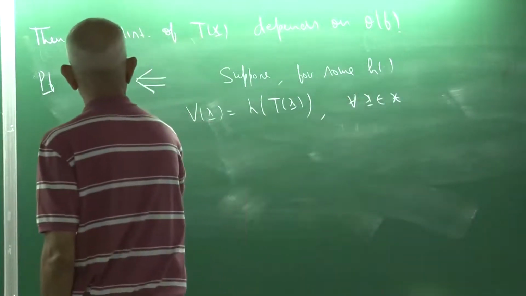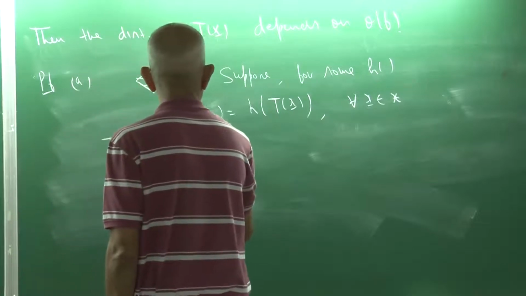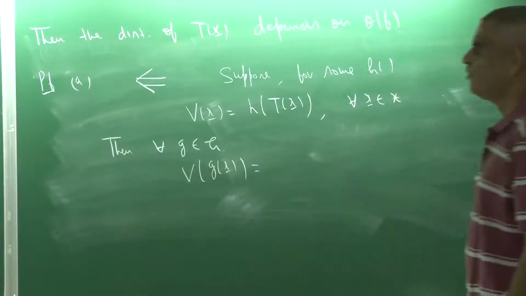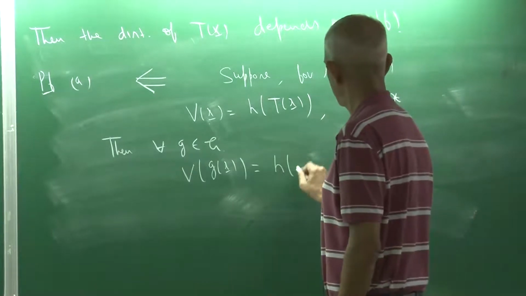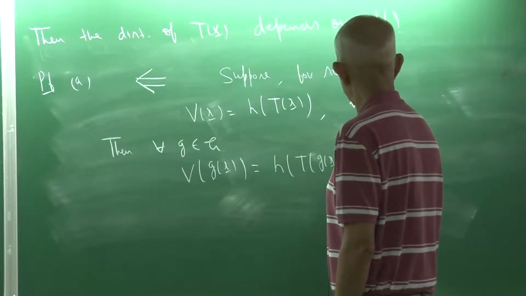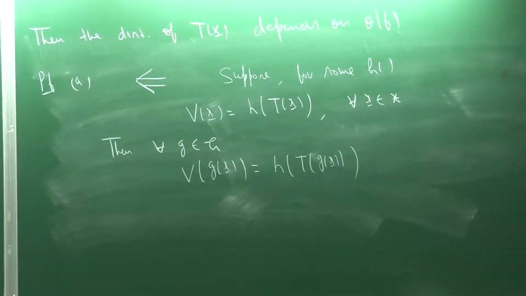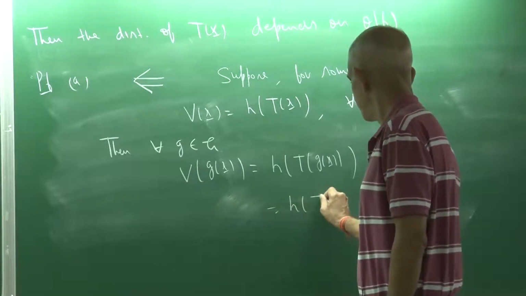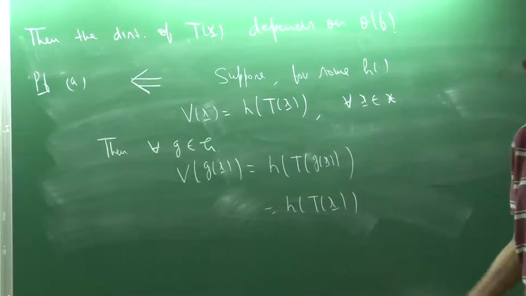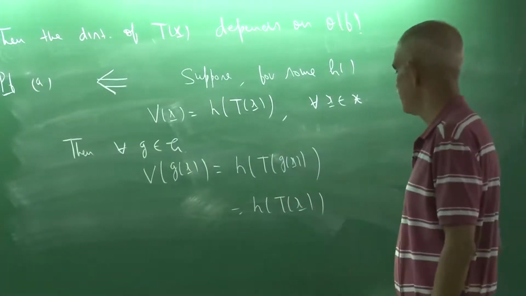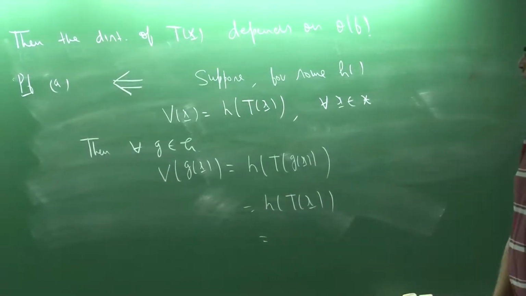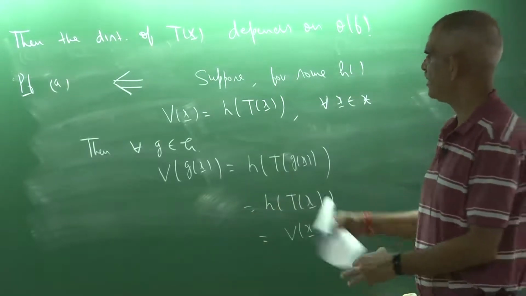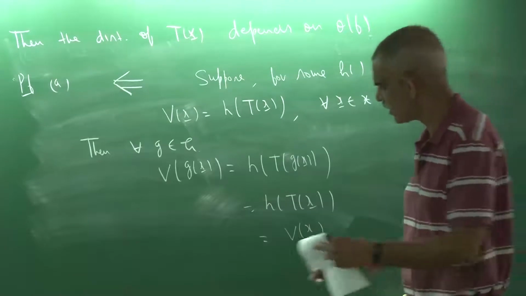Then for any g in capital G, what would be V of Gx? V of Gx is nothing but h of T of Gx. But T is maximal invariant, so it is invariant in particular. So T of Gx would be the same as T of x. Why? Because T is invariant. And h of Tx is nothing but V of x. So one part is obvious: if V of x is some function of T of x, then it has to be invariant. Now let's try to prove the converse part.